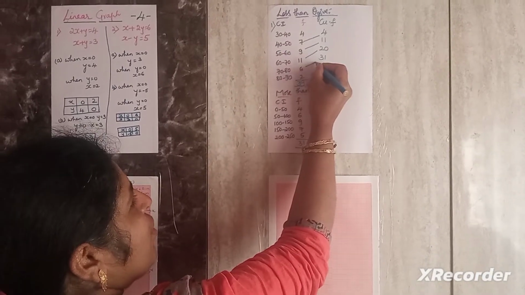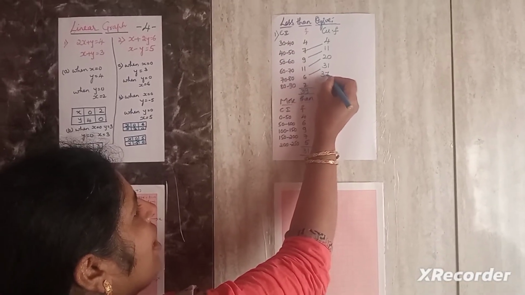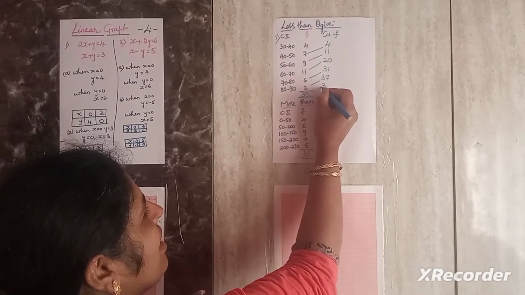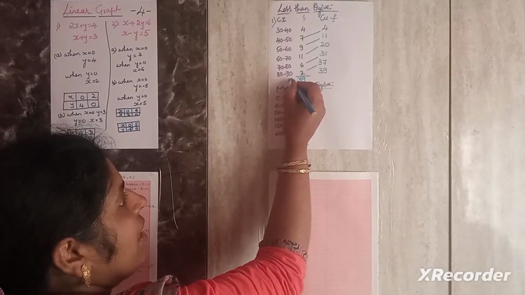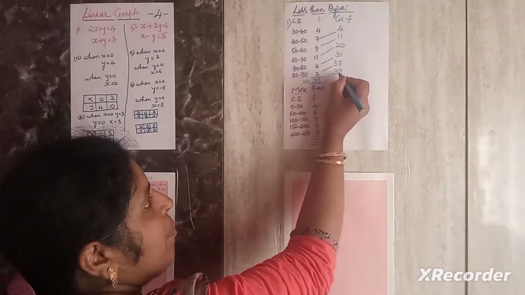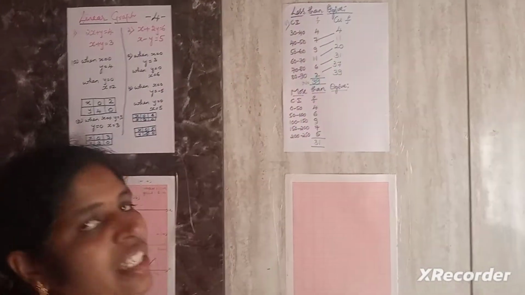Then the next addition, 31. Then the next addition, 37. Then the next addition, 39. Remember here, the total what you are getting here, this number should match with this number. Then your cumulative frequency is correct.